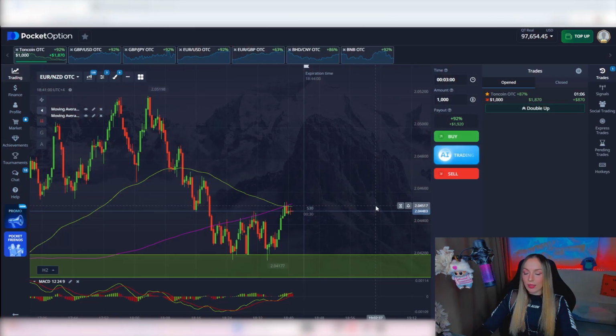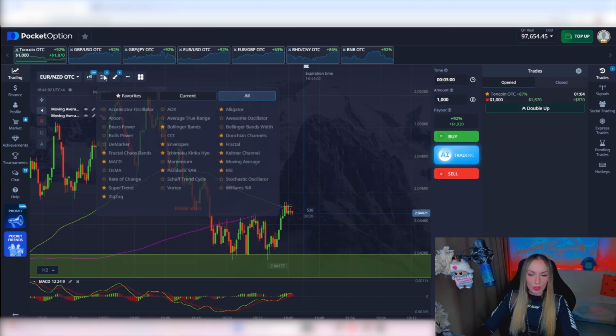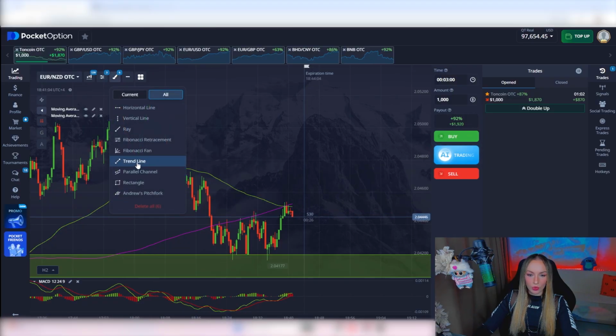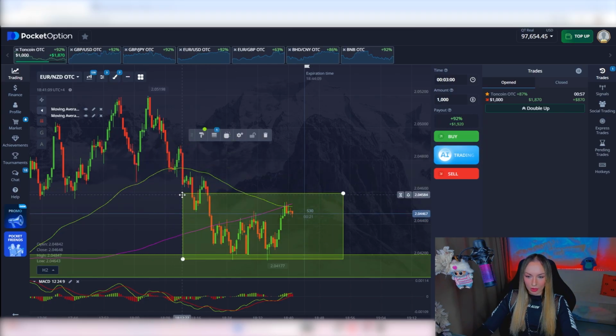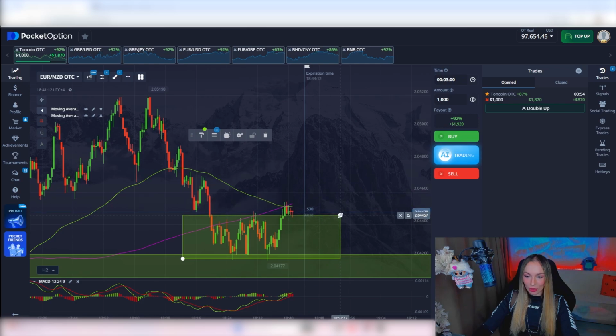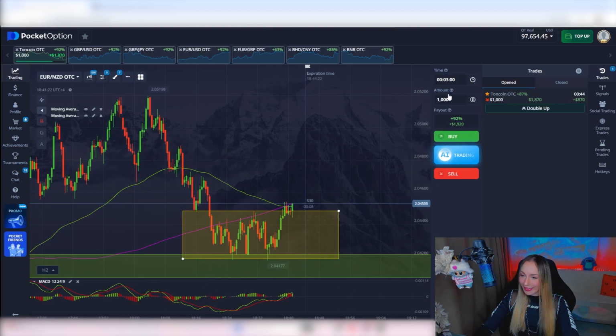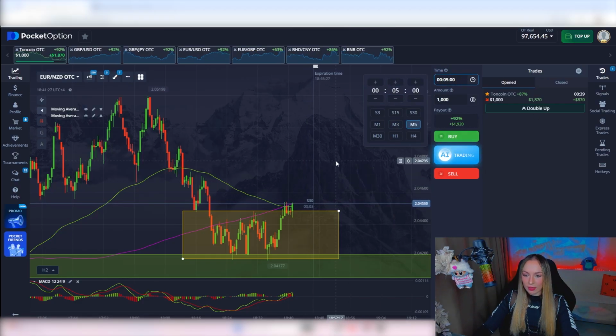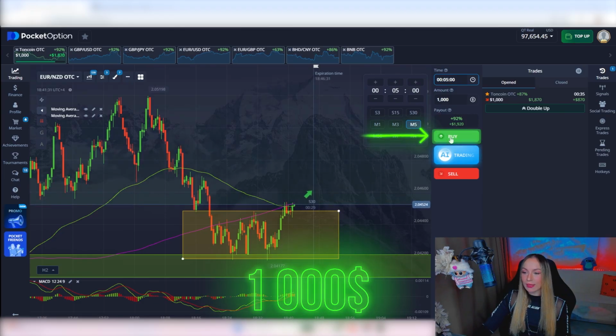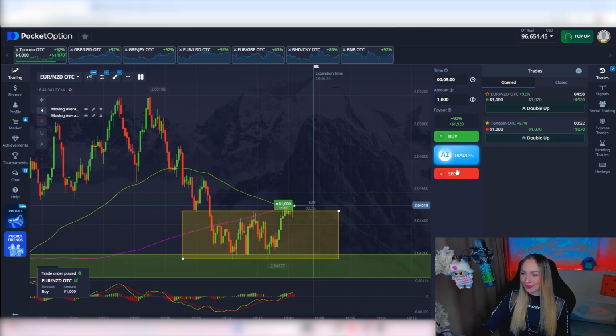Amazing, amazing. Euro and New Zealand dollar finally starts to break this laterality, this lateral trend that was here. And finally, we can enter also here. Let's enter here for 5 minutes because this active is very, very slow. So 5 minutes up, let's go.